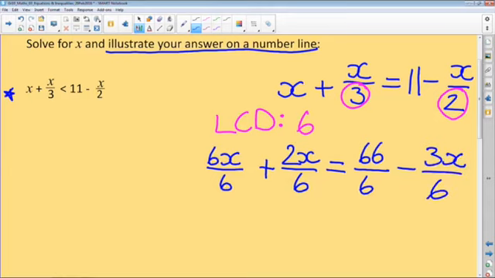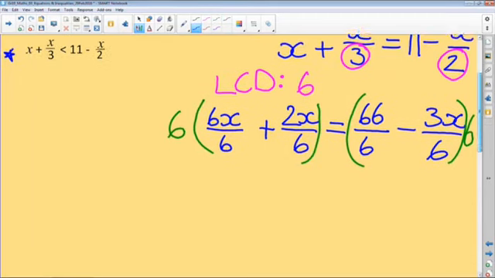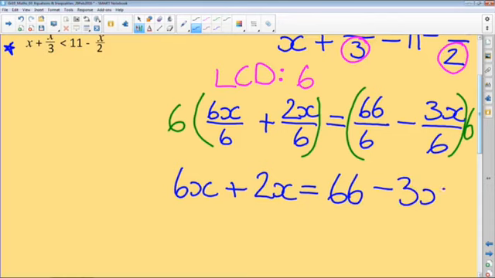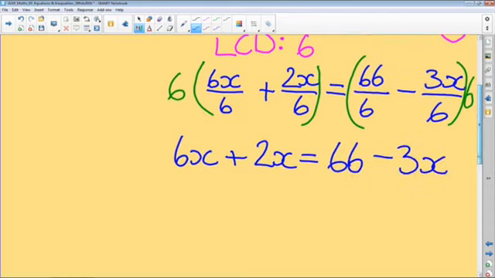Okay, now you'll remember from the previous example, because all of our denominators are the same, we can drop them. And the way we drop them is we're actually just multiplying both sides of the equation by the denominator. And this gives us 6x plus 2x is equal to 66 minus 3x. Okay, it's a linear equation because all of the exponents have a power of 1.